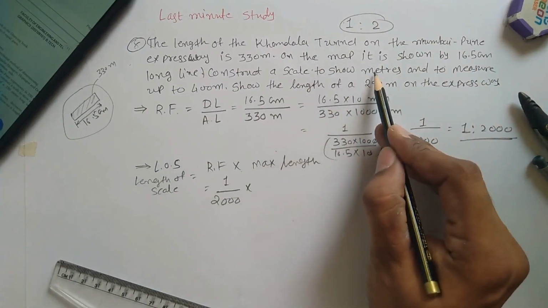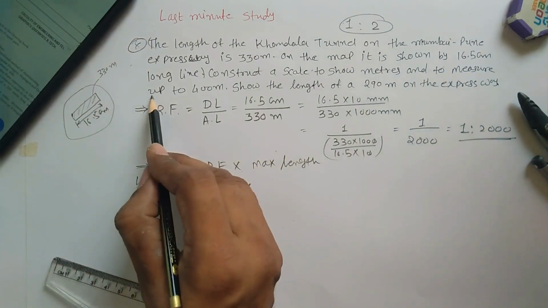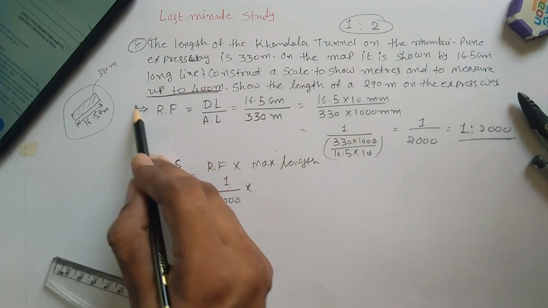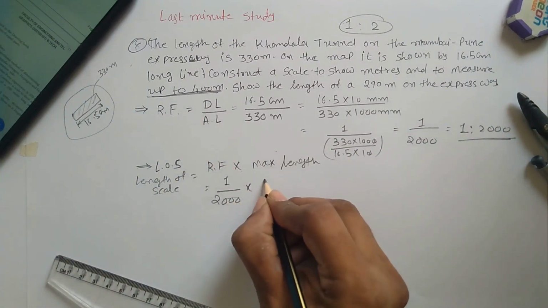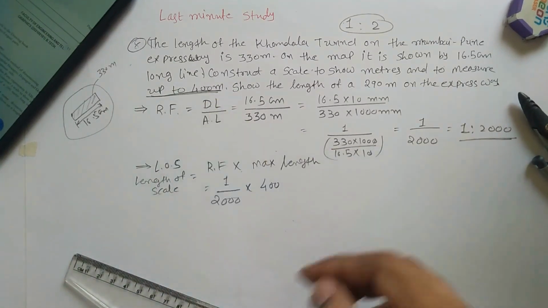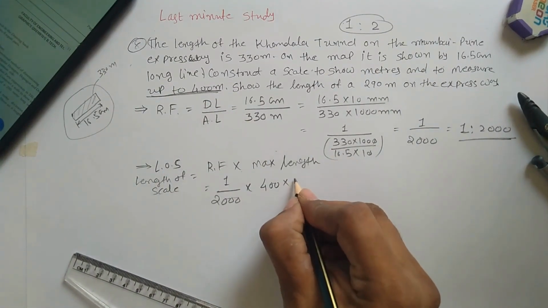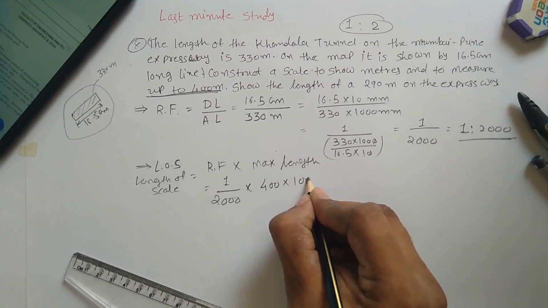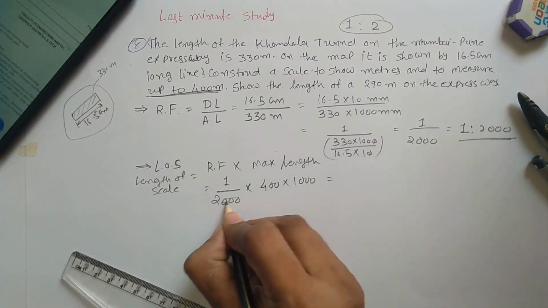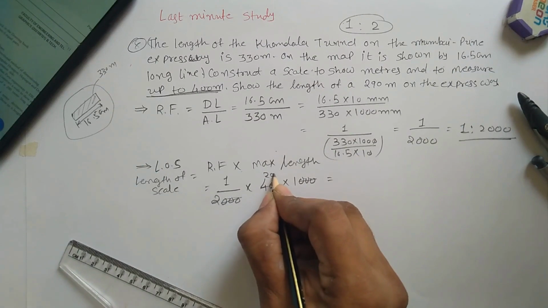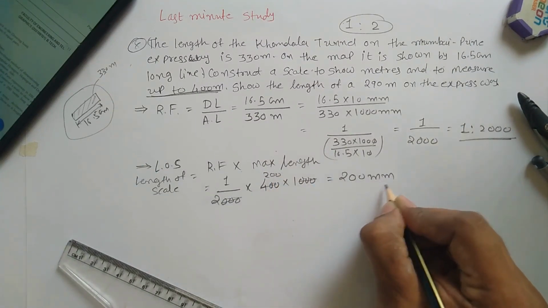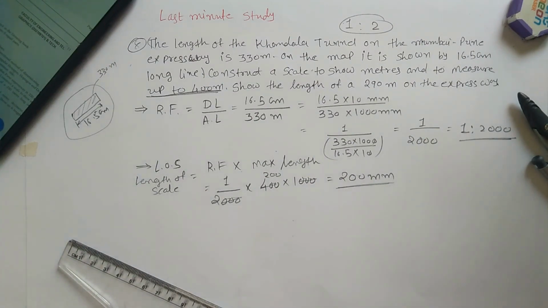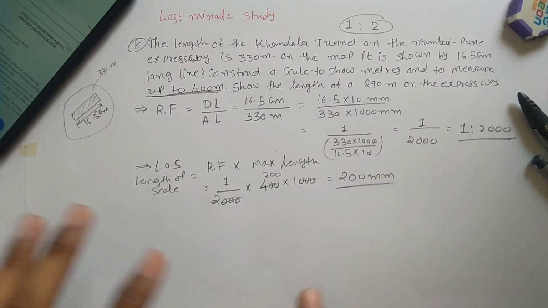So construct a scale to show meters and to measure up to 400 meters. Up to 400 meters, that means this is the maximum length you have to measure. So 1 by 2000 into maximum length, which is 400 meter. Again you have to convert into millimeter. So 400 into 1000. If you calculate this, it is 200 mm. So your length of scale is 200 mm. By using this data you have to construct your scale.